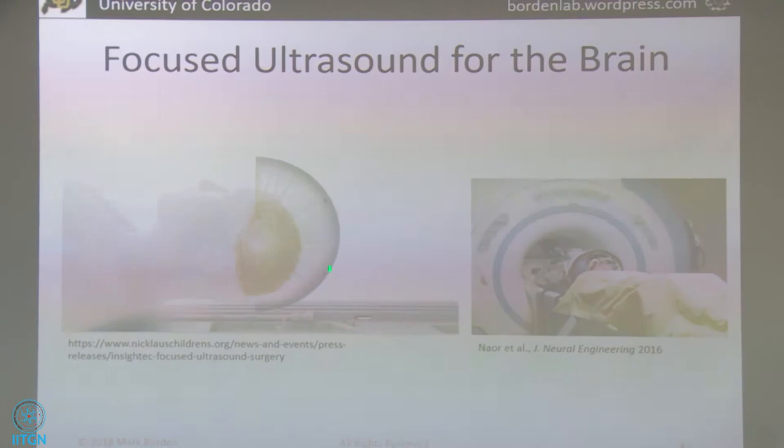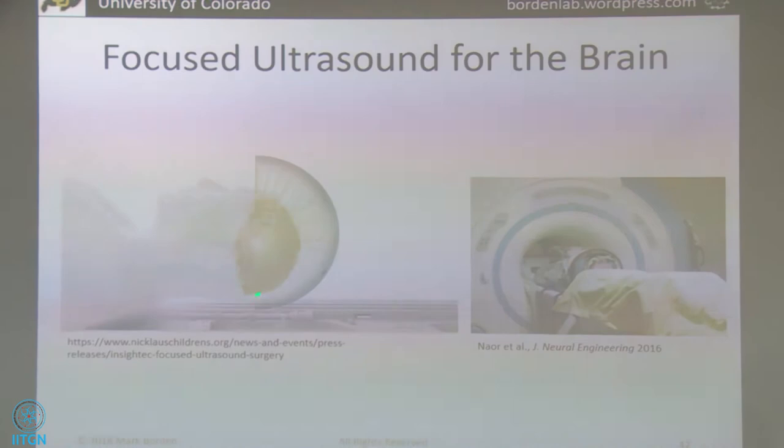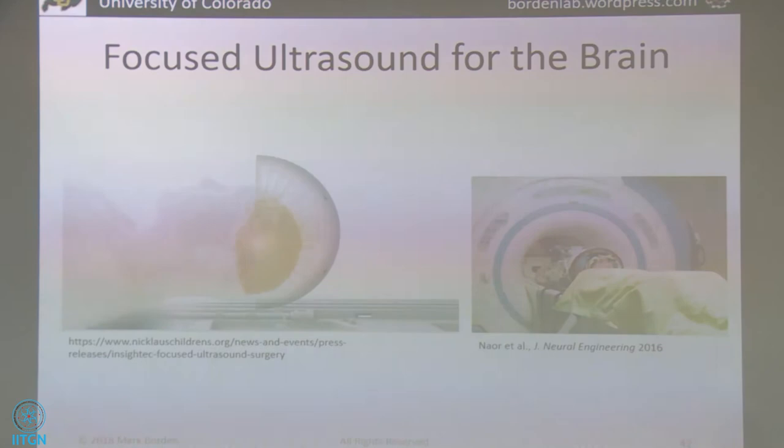There's a CT scan that's taken to account for the reflections due to the skull, so that you can get the waves to propagate and focus on some point in the brain. Tomorrow, I'm going to show you a video from a TED talk in which they demonstrate this. It's not with bubbles, but they demonstrate the technology. It can be guided with MRI.